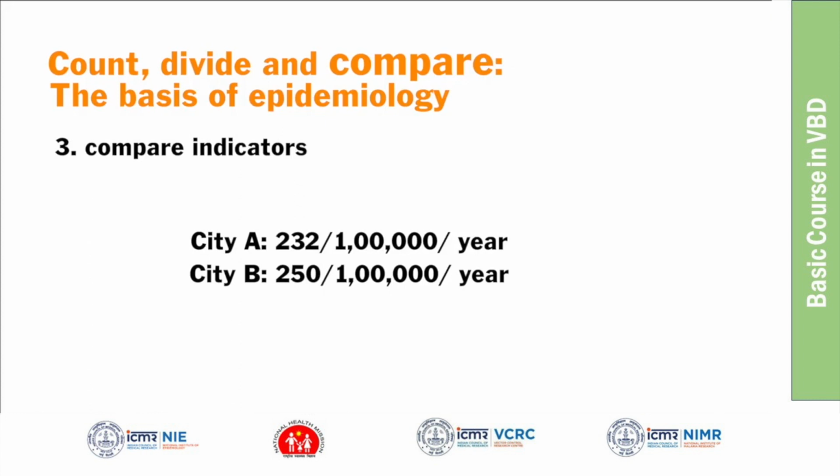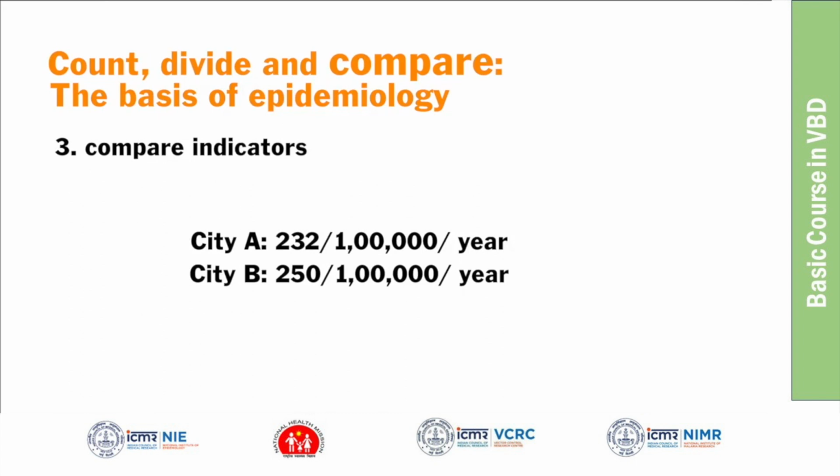Here you will see, surprisingly, earlier when you saw the number of cases, city A had the highest number of cases, city B had fewer cases. Now, when you use the population denominator, actually city B is at higher risk and has a higher burden of malaria as compared to city A. This is the basis of epidemiology. By using denominators, we make sure we divide with the appropriate denominator.